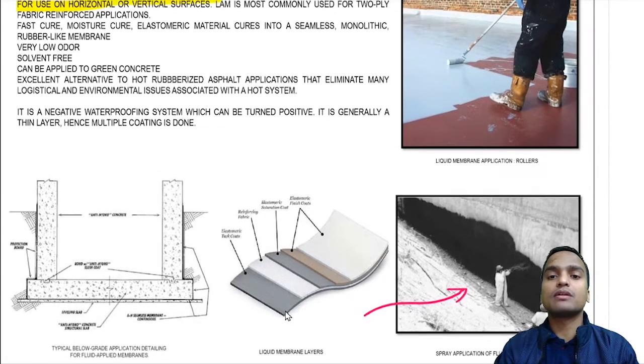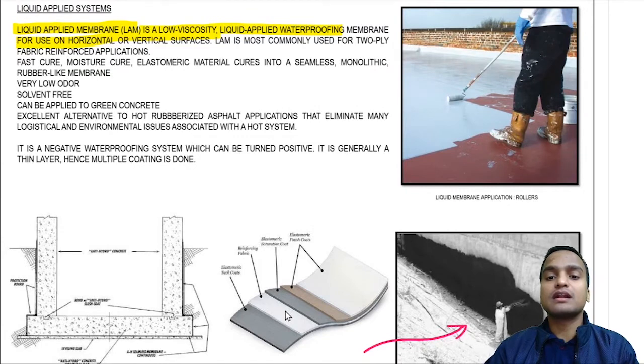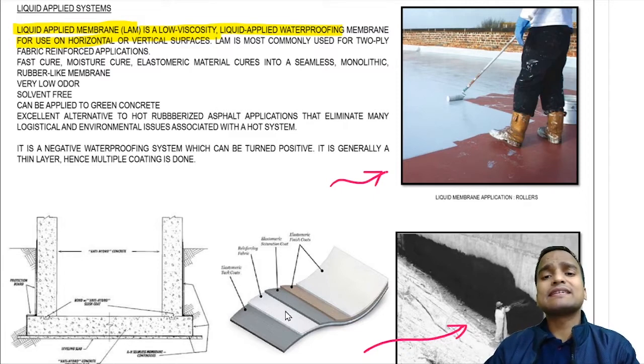Okay, and in this case you can see that liquid membrane application is being done by rollers on the roofs or the floors. Why are terraces most subjected to waterproofing? Because they are mostly exposed to the rains. That's why terraces are most susceptible, and they have to be applied with these waterproofing systems.